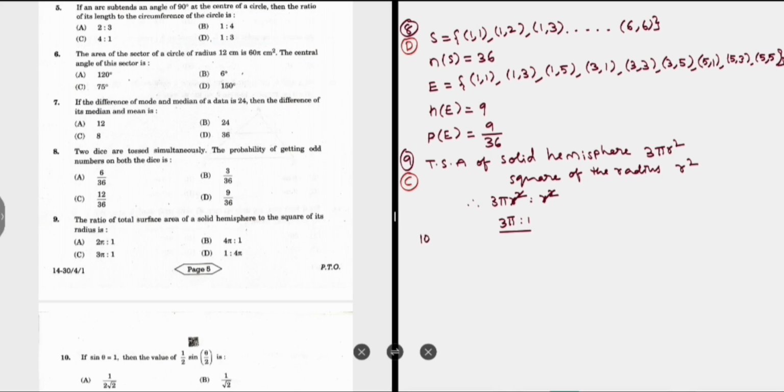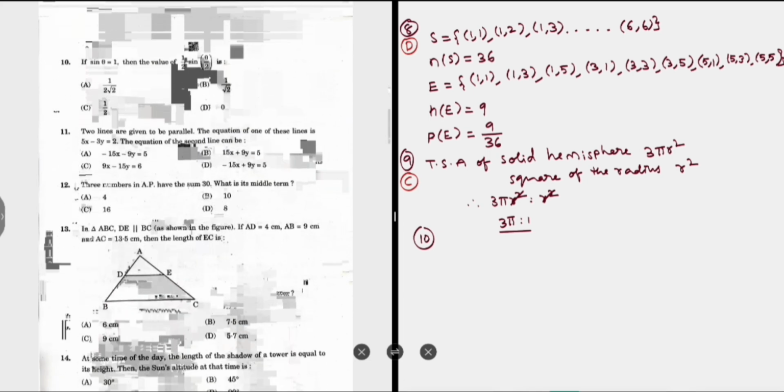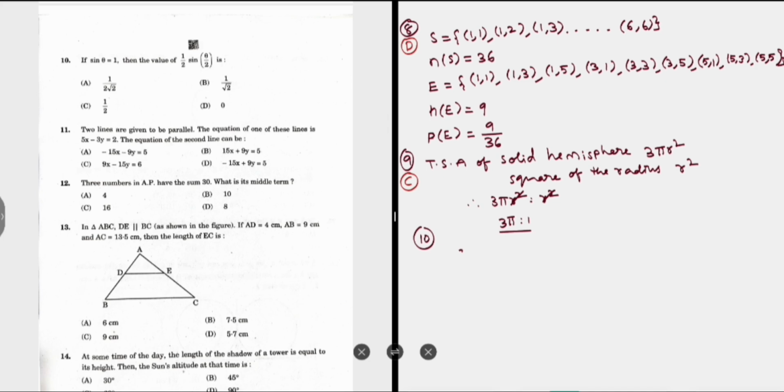Question number 10, trigonometry. In trigonometry, what information is given? It is given that sin theta is equal to 1. We have to find out half sin theta by 2. When sin theta is equal to 1, we have to remember it is sin 90 degrees. 1 means we can write it as sin 90 degrees. That gives us theta is equal to 90 degrees.